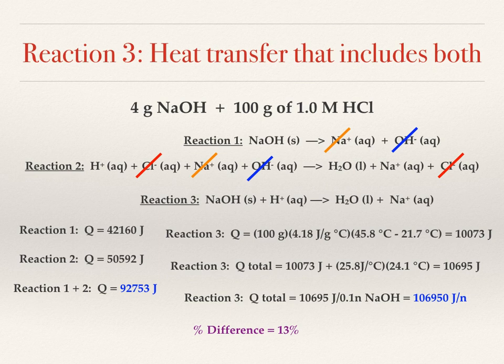So hopefully that helps understand Hess's law a little bit, and then also how we can maybe try to prove that in a chemistry lab.